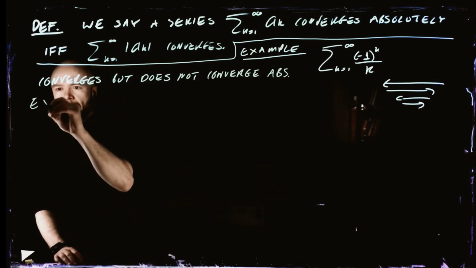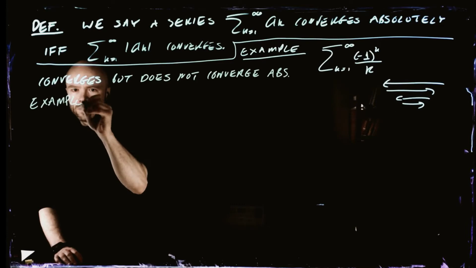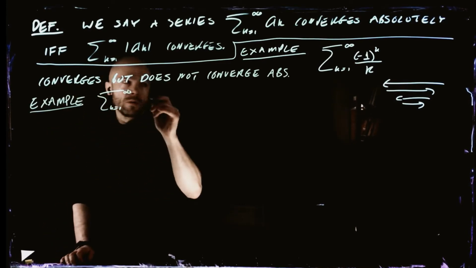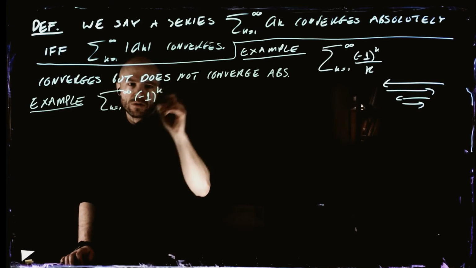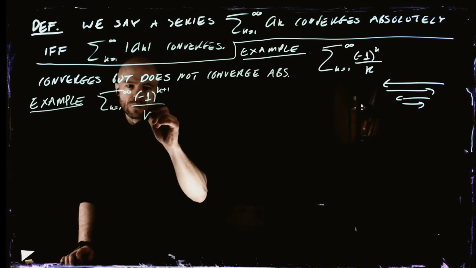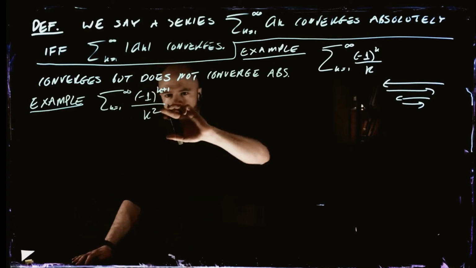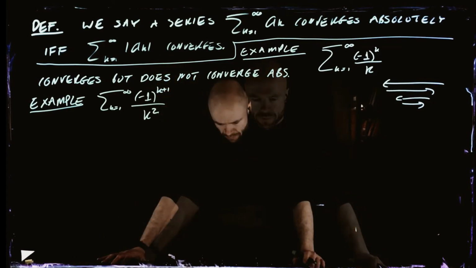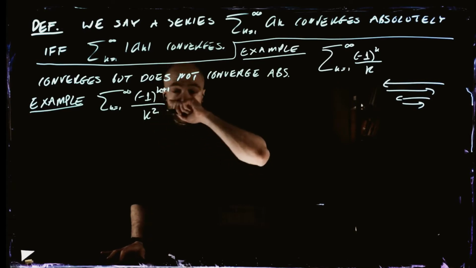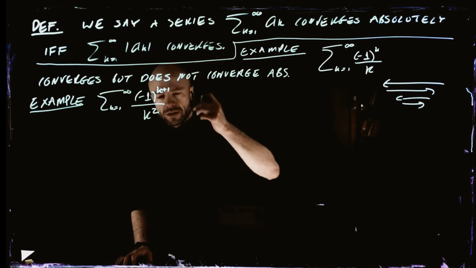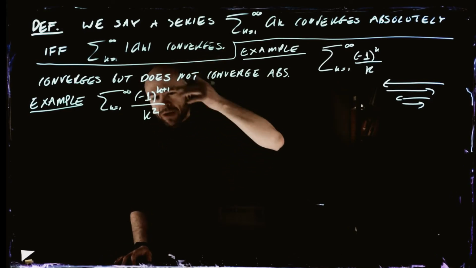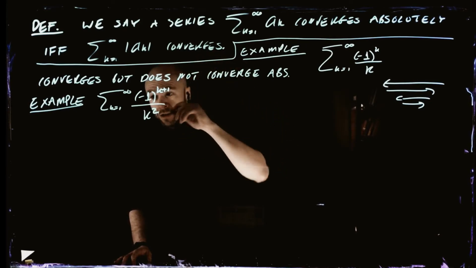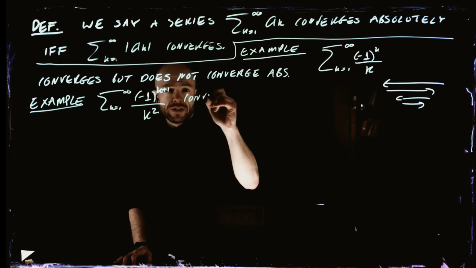Another example, what about this? Does this thing converge absolutely? Give me a thumbs up if yes and thumbs down if no. Perfect, yep. So the absolute value of this is just 1 over k squared. Since 2 is bigger than 1, it's just a p series, and therefore we know it converges. So this thing converges absolutely.